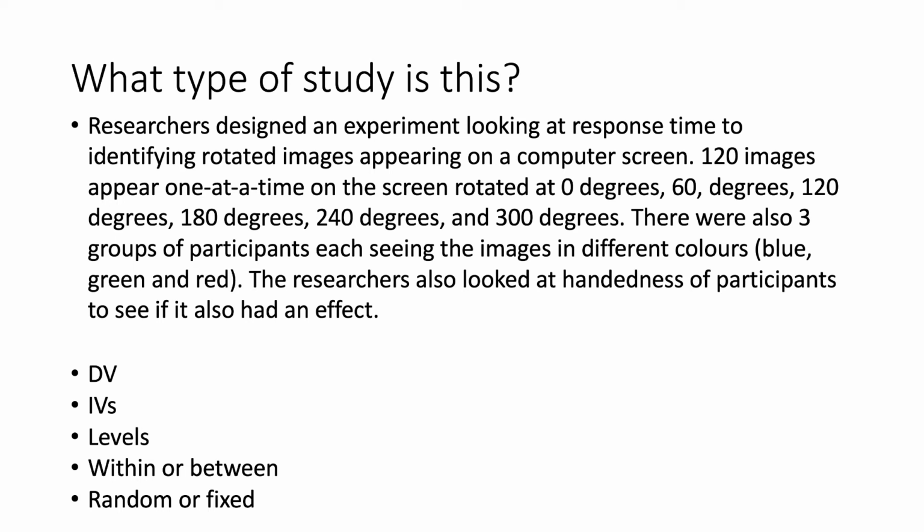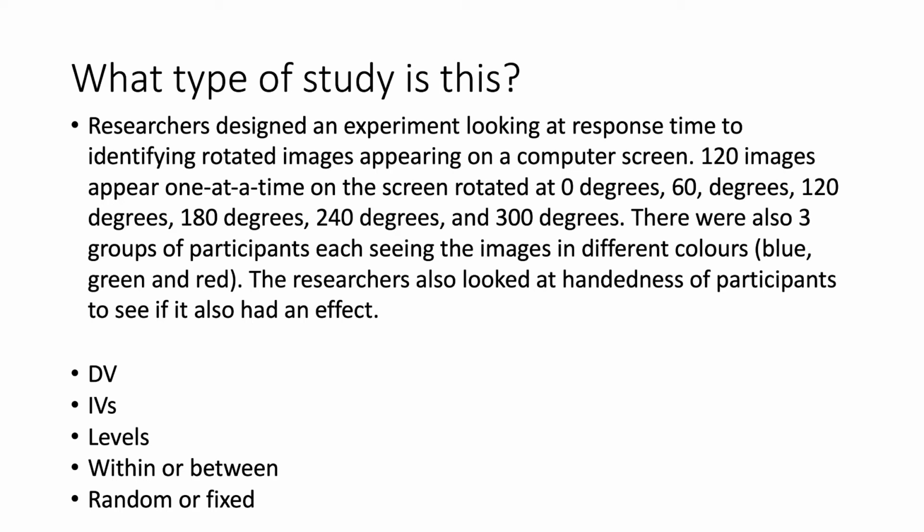The researchers also looked at handedness of the participants as well. So they're measuring quite a few things here, and this is where the combination of 3 or 4 independent variables can very quickly increase the complexity of the design of the study. So what's the dependent variable? In this case, it's going to be response time, right? So that will just be response time in milliseconds.